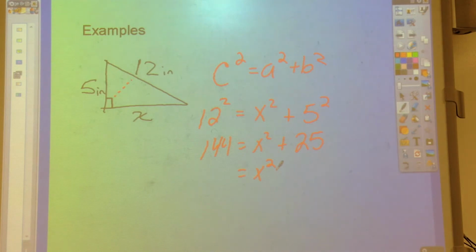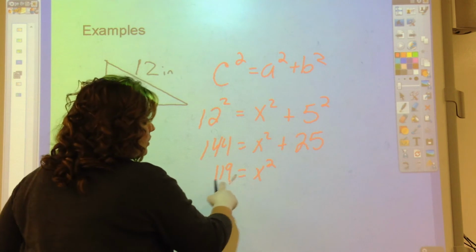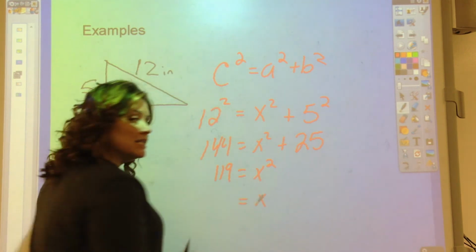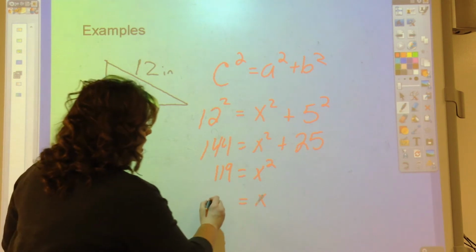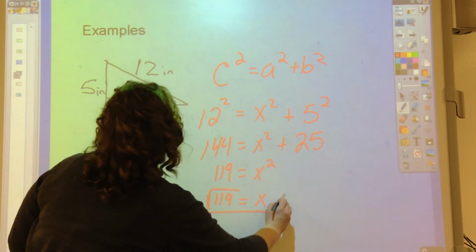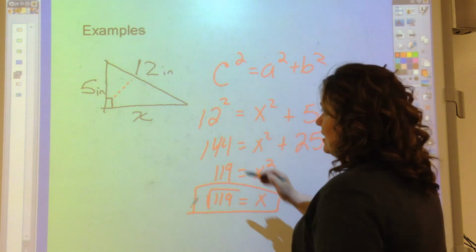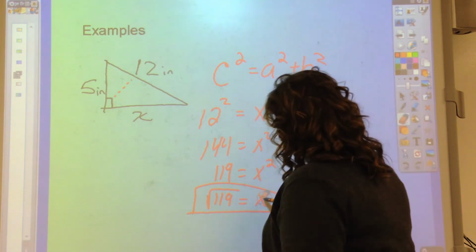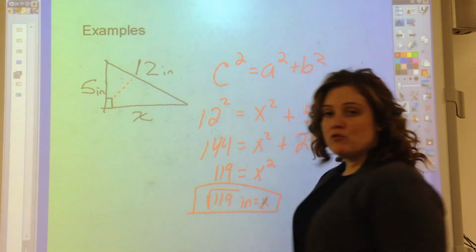Hopefully, you agree with me that it is 119. And then when I square root both sides, technically I get 2 solutions. One is a positive and one is a negative. But the only one I want to deal with for distance is the positive solution. Because I'm dealing with units, my end answer should be in inches. So let me add that to my answer. That many inches. And for now, let's keep it in radical form.